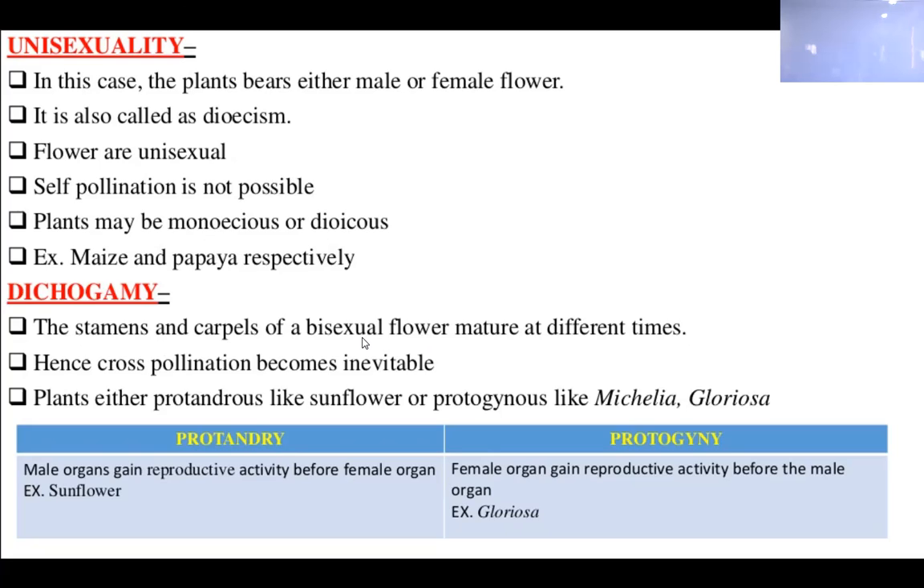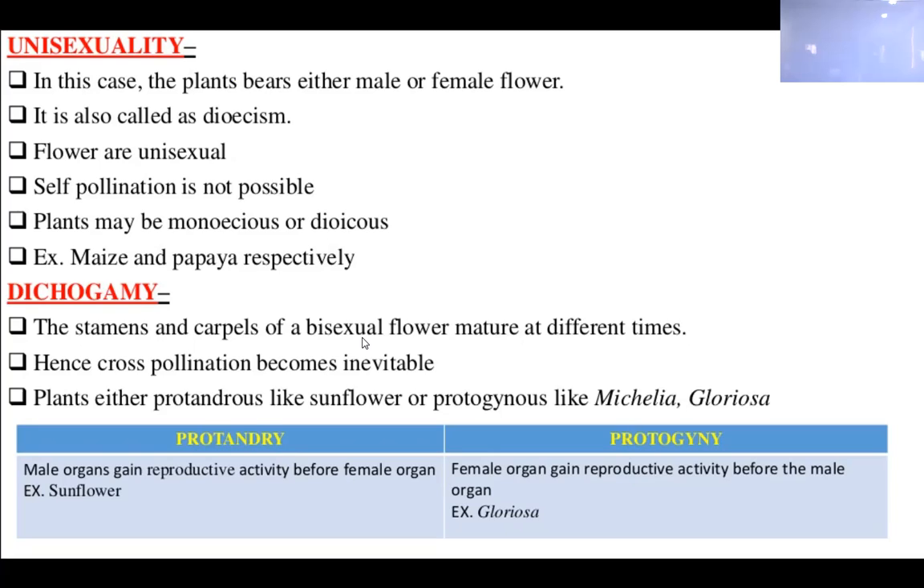But if you talk about maturity, both stamens and carpels mature at different times. तो एक तो पहले होगा और एक बाद में होगा. Like this only the situation will be understood. So if it is protandry, means what? Male organs gain reproductive activity before female organs. That means in other words, androecium matures earlier than the gynoecium. इसमें क्या होता है? एंड्रोशियम मैच्योर होता है पहले.